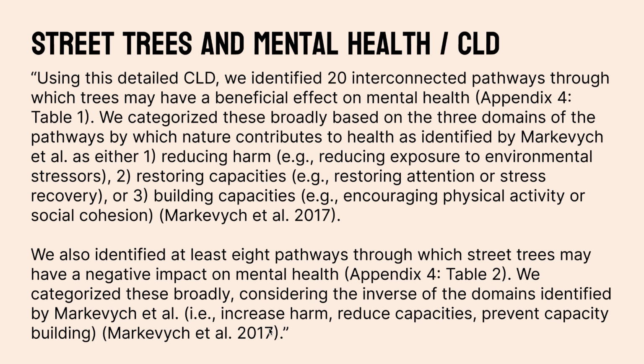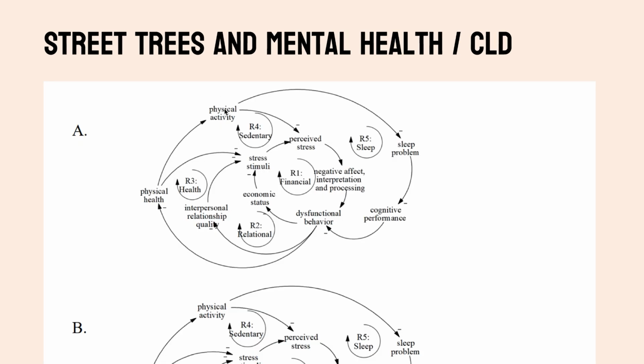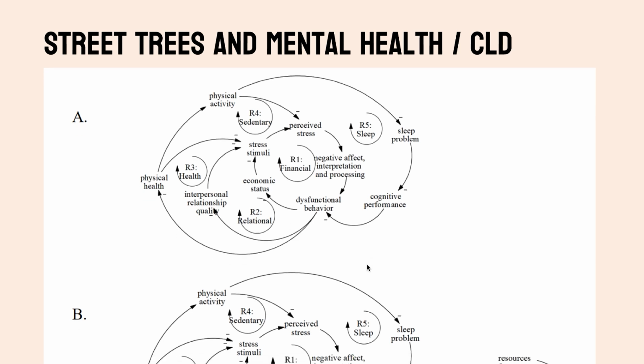So it's really interesting to see that they used the causal loop diagram to find these interconnected pathways between different parts of the system to then lead them to these 20 positive connections and 8 negative connections. So here's some of the causal loop diagrams that they did. You can see all the different factors such as physical activity, cognitive performance, dysfunctional behavior, and then the way that they're all interacting with each other.